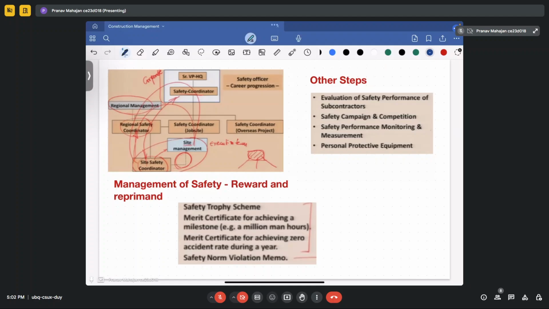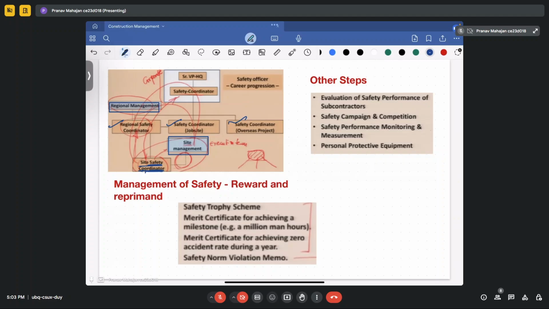So there are different roles. One is the site safety coordinator. He will be handling all the site management processes that are happening at different levels. After a certain time, he will come into the regional management team, and then he will take the role of regional safety coordinator, or a safety coordinator based upon the job site, or a safety coordinator based upon the overseas project, depending on the type of project available for that particular company.